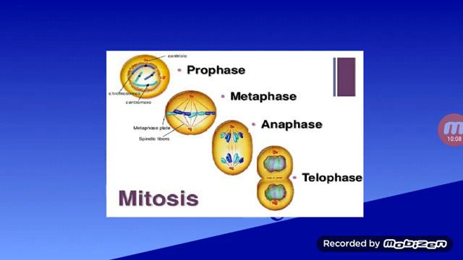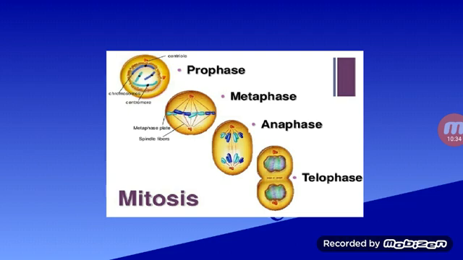The third phase is anaphase. In the third phase, the pulling force is responsible for moving the chromosomes towards the opposite direction. You can see from the third diagram, the two chromosomes are moving towards the opposite direction. Half of the chromosomes are present at one corner and half of the chromosomes are present at the other corner.